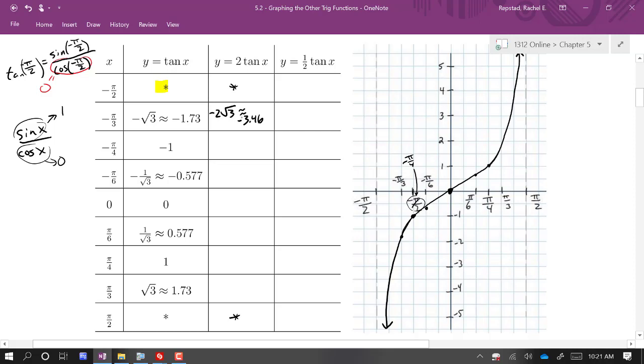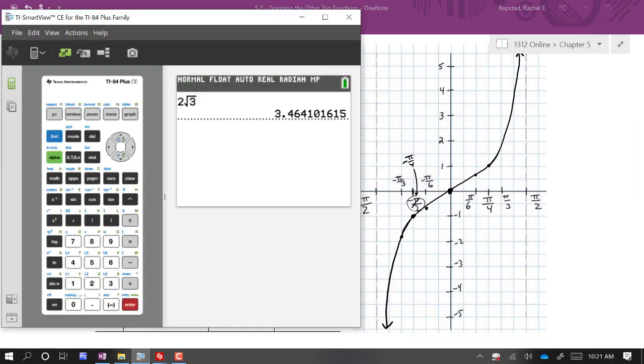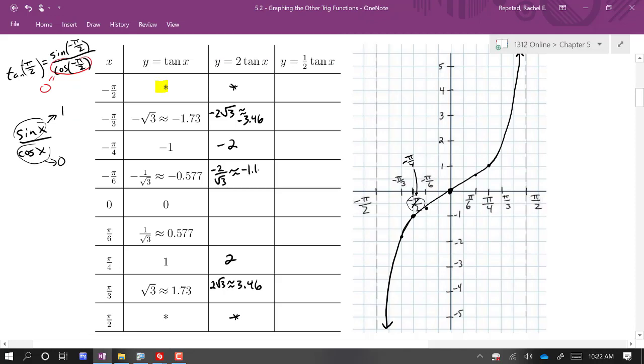And I'm just going to go down here where we have positive 2 root 3, which is about positive 3.46. At negative pi over 4, we're going to multiply this by 2, so we get negative 2, and down here that'll be a positive 2. And then at negative pi over 6, we're at negative 2 over root 3, which is approximately 1.15. So negative 1.15, and the same thing down here.